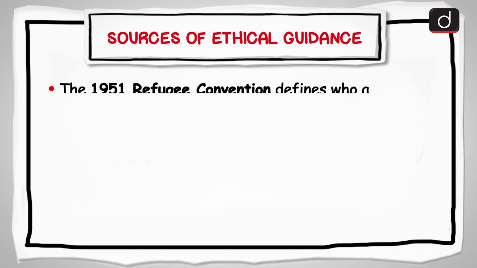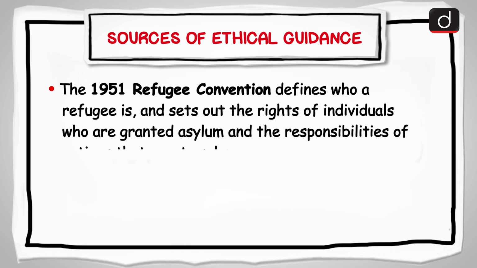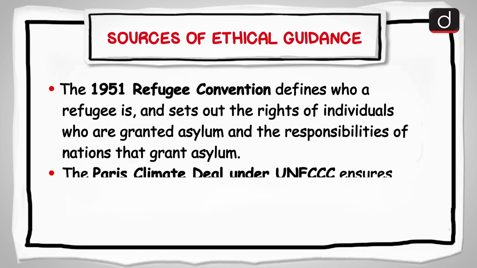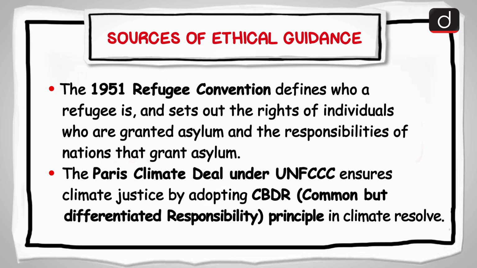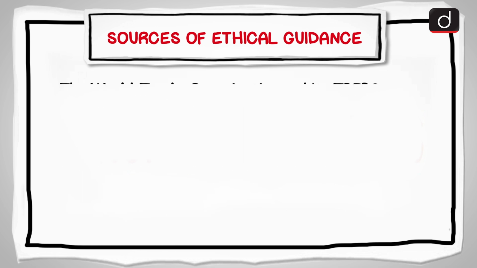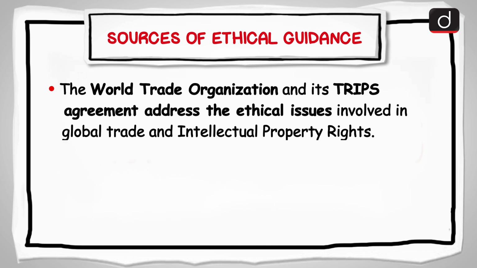The 1951 Refugee Convention defines who is a refugee and sets out the rights of individuals who are granted asylum and the responsibilities of nations that grant asylum. The Paris Climate Deal under UNFCCC ensures climate justice by adopting the common but differentiated responsibility principle in climate resolve. The World Trade Organization and its TRIPS agreement address the ethical issues involved in global trade and intellectual property rights.